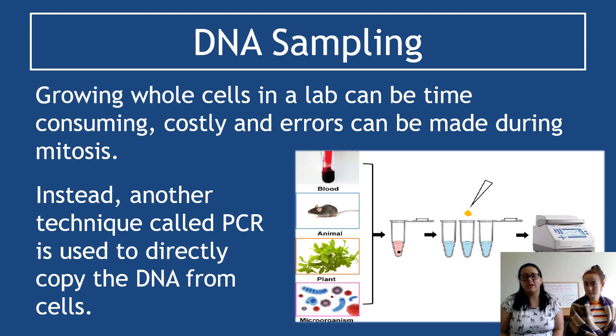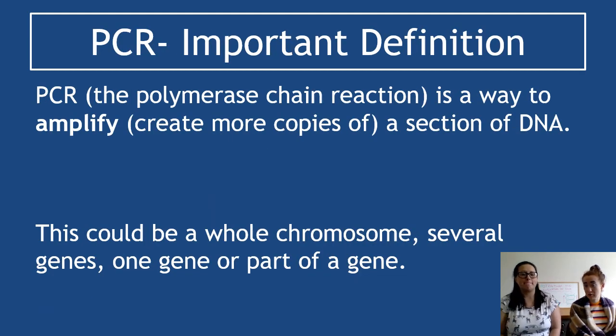So instead, another technique called PCR is used to directly copy the DNA from the cell. So instead of needing to copy the cell and extract the DNA, it takes a tiny sample of DNA and just copies that. The best part is it can be done in a machine as well, which you can see on the little diagram there. It's a really very expensive machine, which is why we don't have them in schools. But it's brilliant. It automates the whole process. It's fantastic.